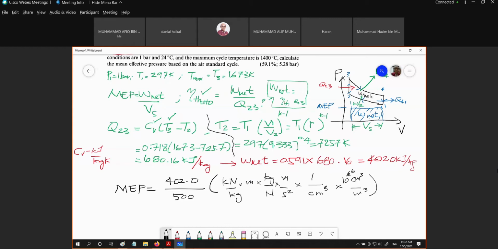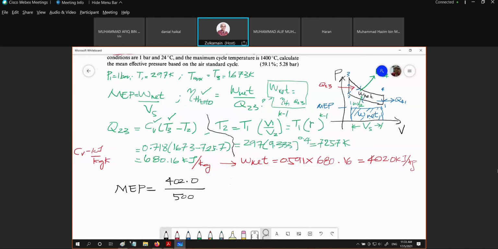I need Newton over meter, so I need to maintain the Newton. I don't need to cancel off the Newton, because we know that the pressure is Newton over meter squared. Okay, let me do it again. Please check together with me. 402 is kilonewton meter, represented as kilojoule divided by kilogram, multiplied by 500 over centimeter cubed, multiplied by centimeter to meter, 10 to the power of 6 cubed. This now is right.